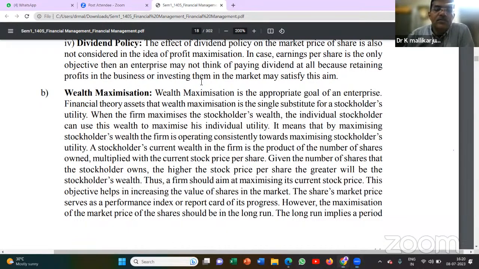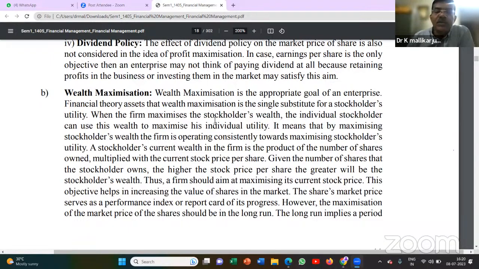Any doubts? Any doubts? No, sir. Right? So from today onwards, every firm's objective is maximizing the wealth, not maximizing the profits. Okay, so maximizing the wealth of shareholders.